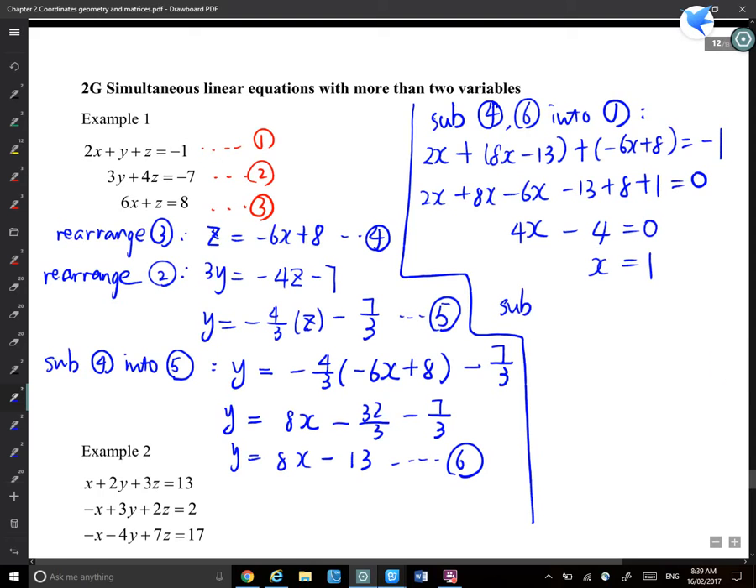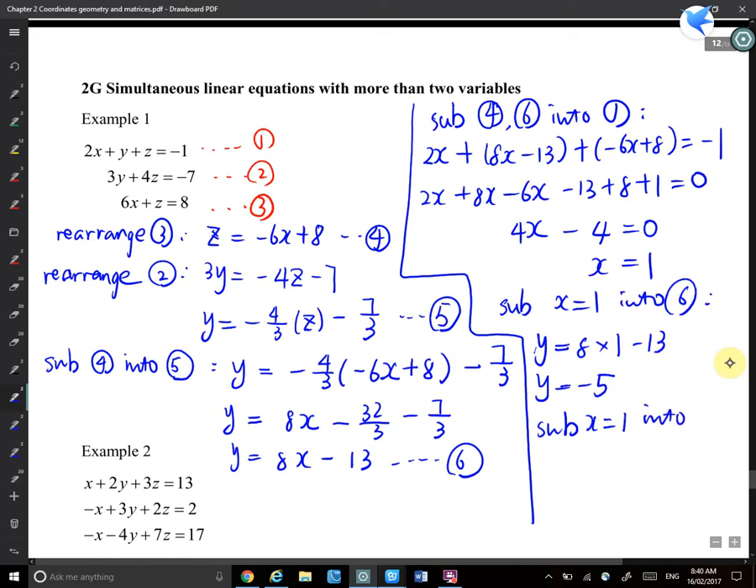So remember to solve the other variables as well. Sub x equals 1 into number 6 first. You will have y equals 8 times 1 minus 13, y equals minus 5. And sub x equals 1 into number 4, you will have z equals minus 6 times 1 plus 8, and z equals 2. So what we have is those three solutions.